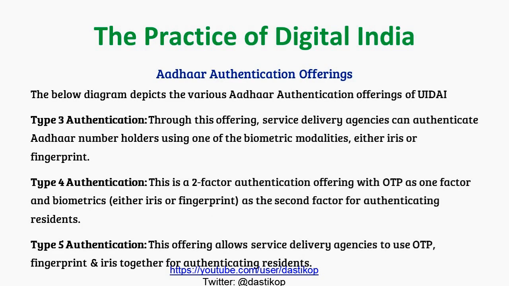In the Type 3 authentication offering, service delivery agencies can authenticate Aadhaar number holders using one of the biometric modalities, either iris or fingerprint. Type 4 authentication is a two-factor authentication offering with OTP as one factor and biometrics, either iris or fingerprint, as the second factor for authenticating the residents. The Type 5 authentication offering allows service delivery agencies to use OTP, fingerprint and iris together for authenticating residents.